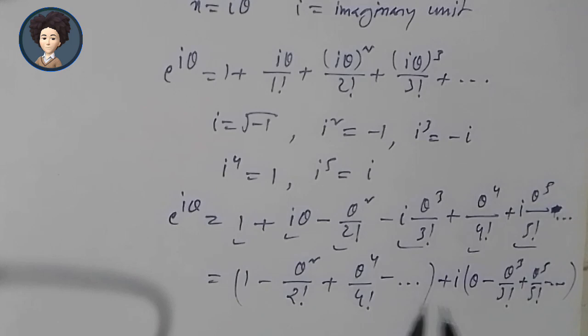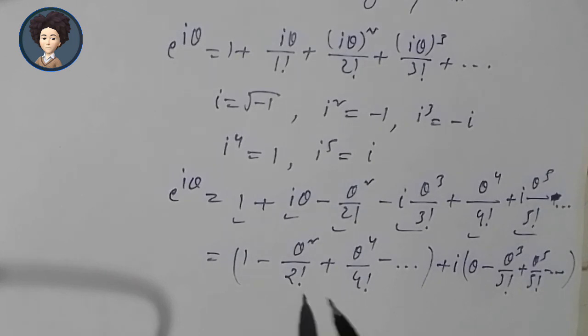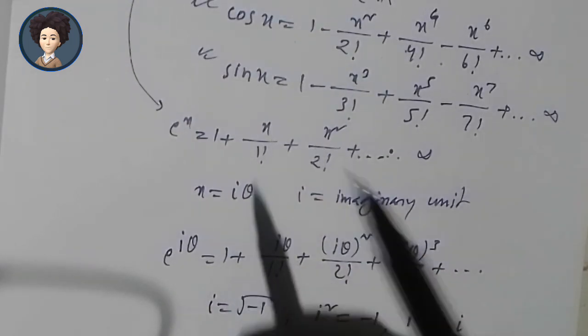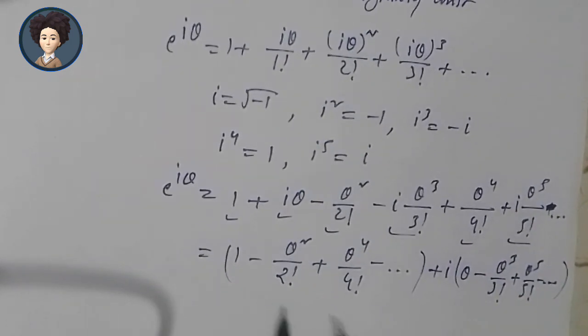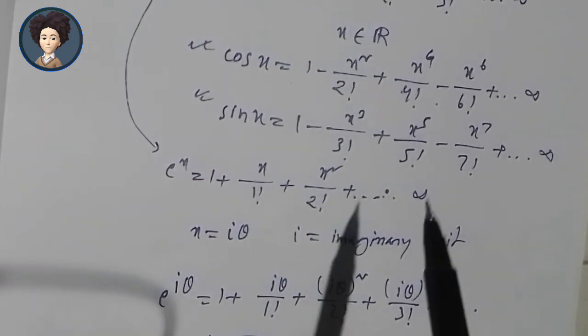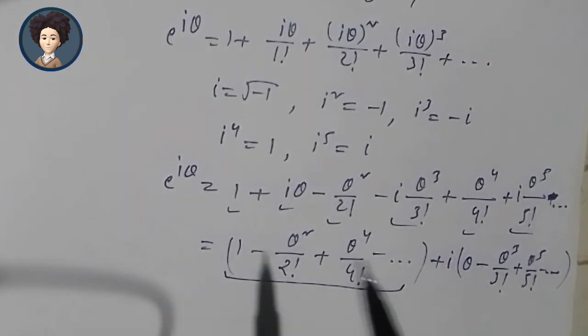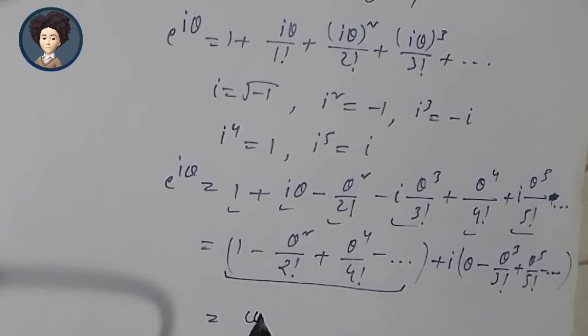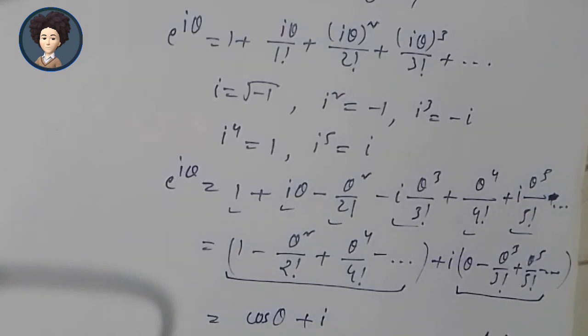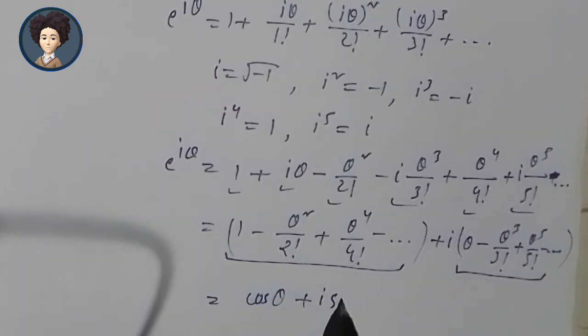Now we can relate these expansions with cos x and sin x, because they are nothing but the expansions of cos x and sin x. First, let's see this expansion. It is similar to the expansion of cos x. Here we just have to substitute theta in place of x, so the input is theta, and we write cos theta, and plus i times this expansion, which is similar to the sin x expansion. The input is theta here, so we get sin theta.